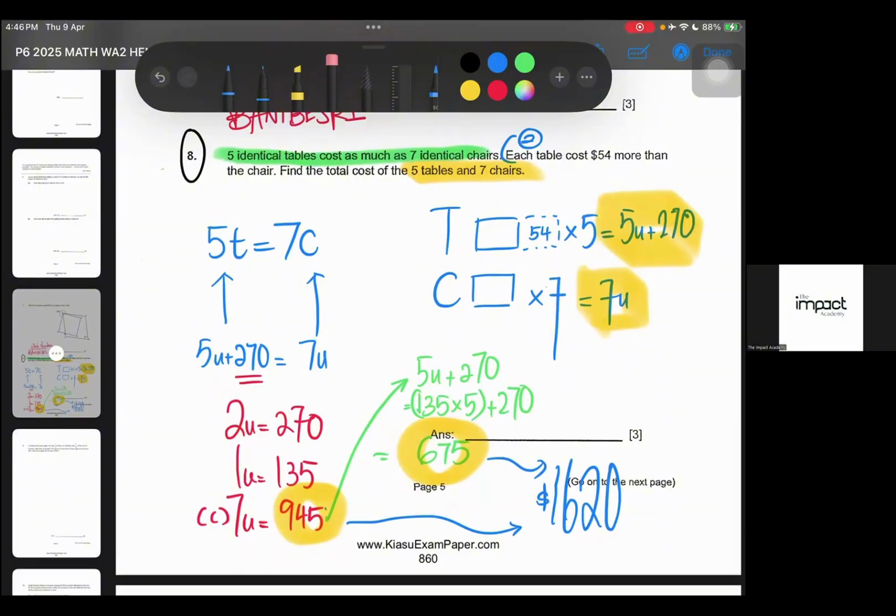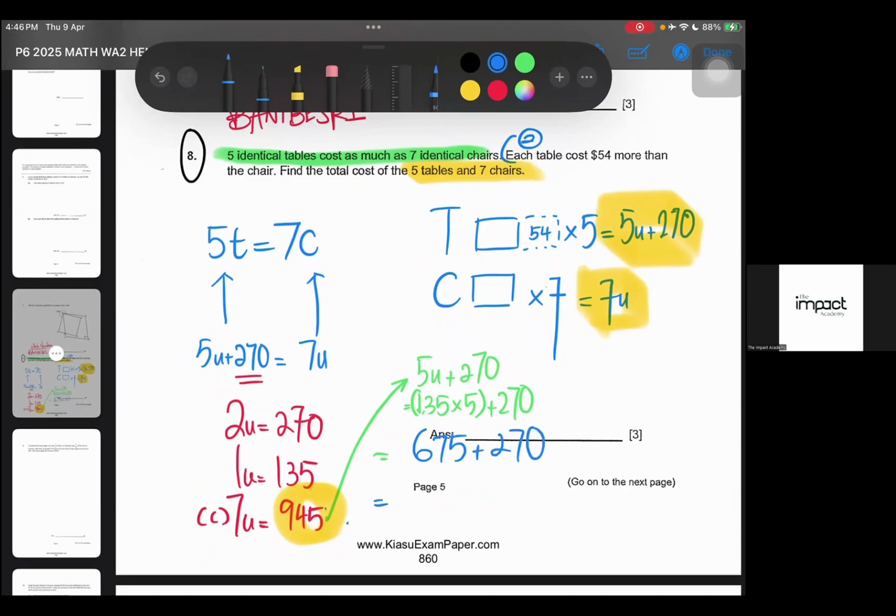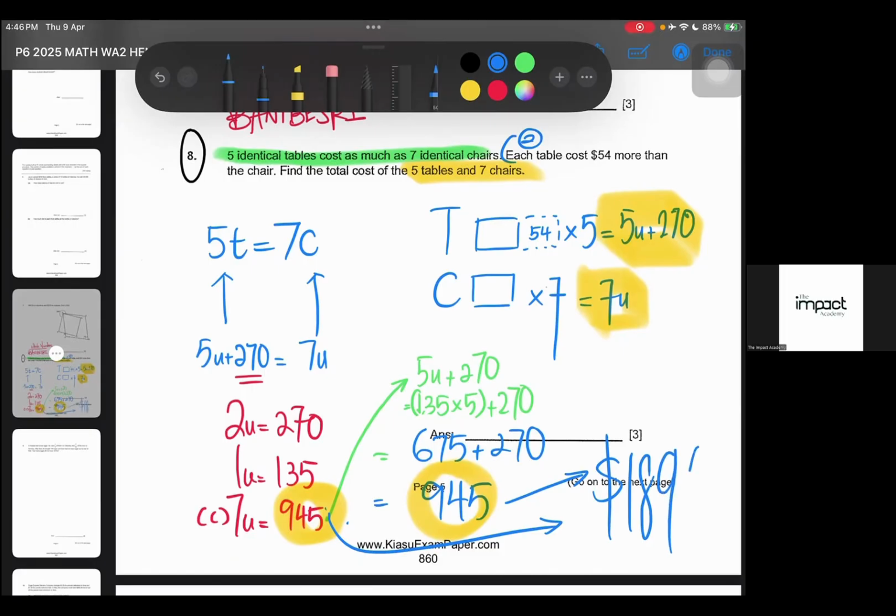Psych, wrong. Now over here, from here what you've got to do is 135 times 5, which is 675, plus 270. 675 plus 270 is 945. So 945 plus 945 basically gets me to an answer of 1,890. Now, I don't know if any of you realize that if 5 tables equal 7 chairs, that means they both are of the same value. All right, so 1,890 is my answer.